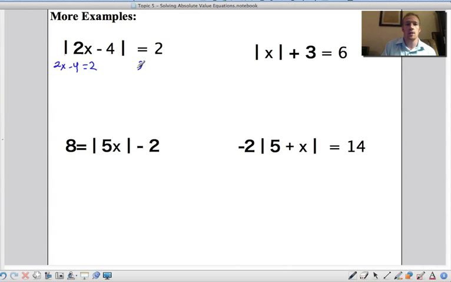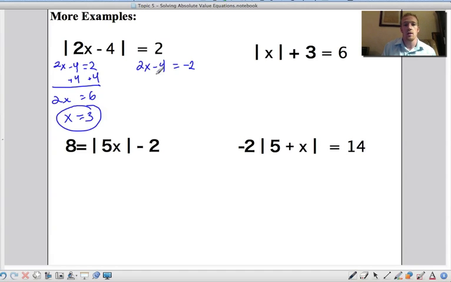One's exactly the same. One, you keep the inside of the absolute value the same, but you make whatever's outside opposite. So opposite of 2 is negative 2. So now I add 4, and I'm solving this, and divide both sides by 2, and we get x equals 3 is our answer there. Add 4, same first step. Now I have 2x equals 2, so x has to be 1.